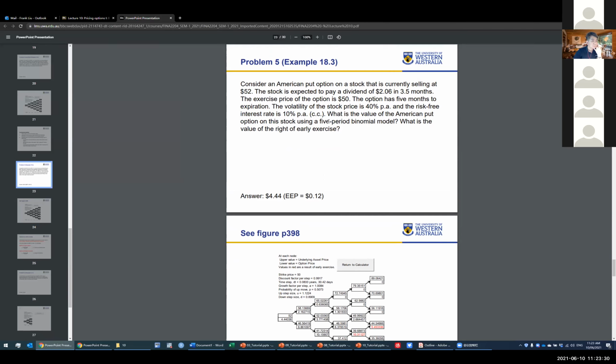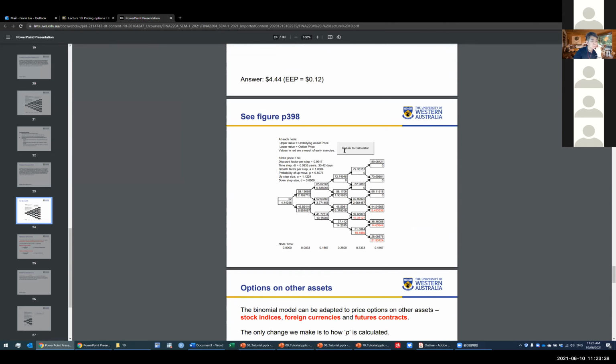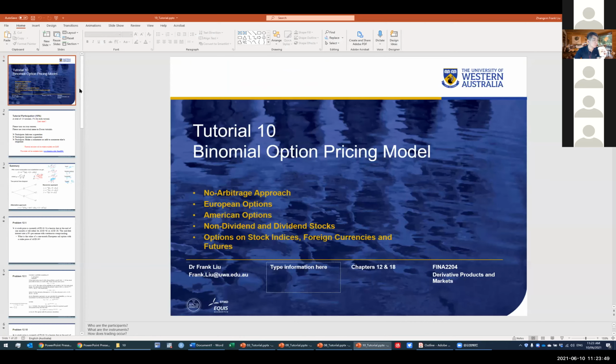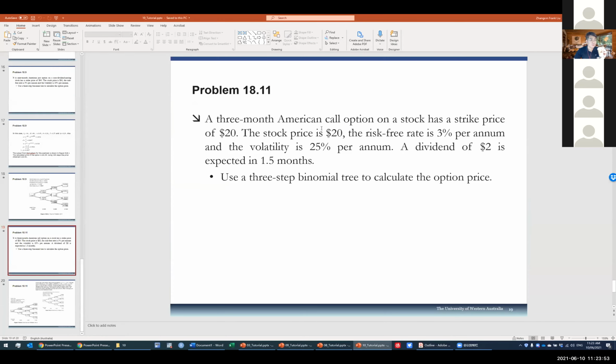Would a dividend... I'm not sure about the steps to derive how to calculate the value of the options with the dividend. Okay. This one is similar to that question where there's a cash dividend.